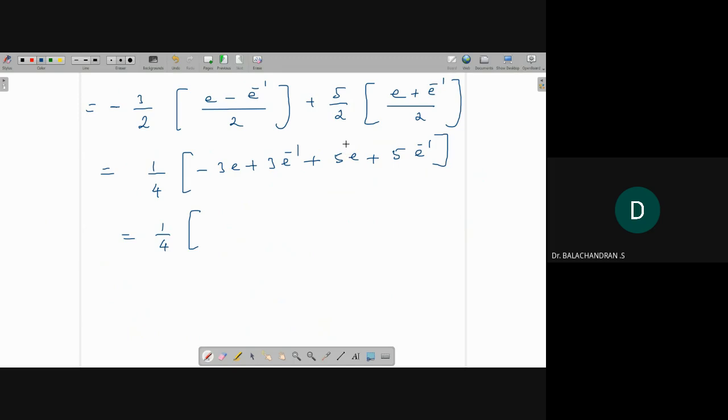Okay, if you add e terms, you have 2e, and e power minus 1 term, 8 e power minus 1. If you divide by 4, we have e by 2 plus 8 by 4, which is 2 e power minus 1. E power minus 1 you can write as 1 by e. So e by 2 plus 2 by e. So this is the final answer.